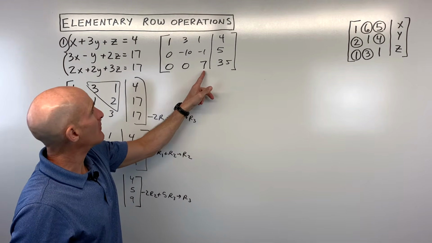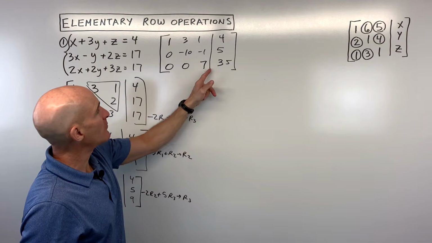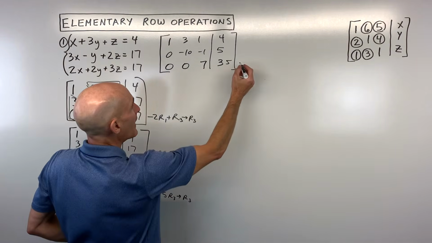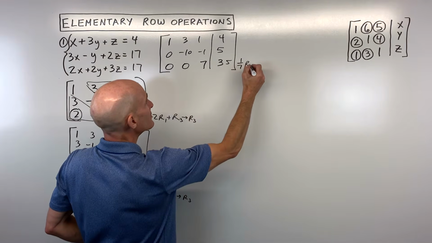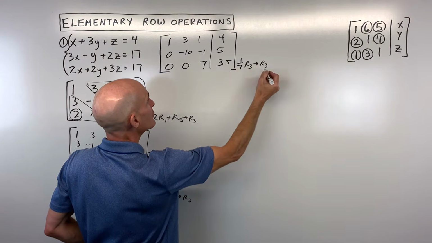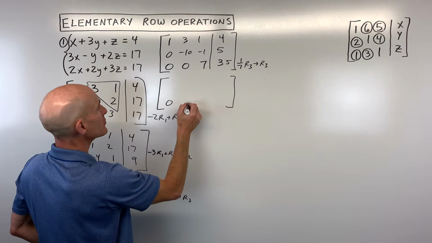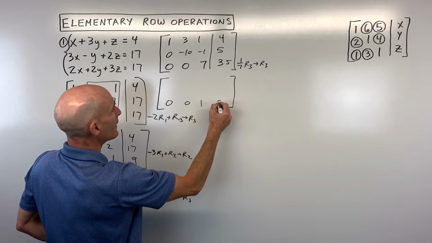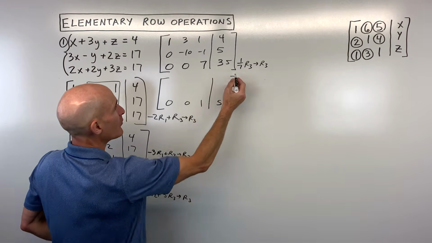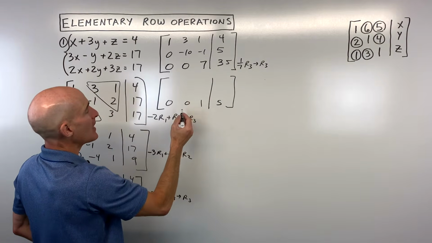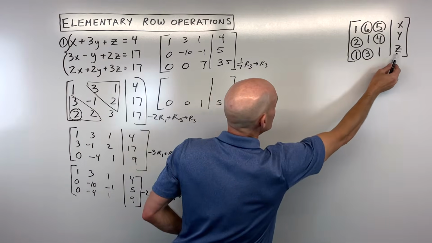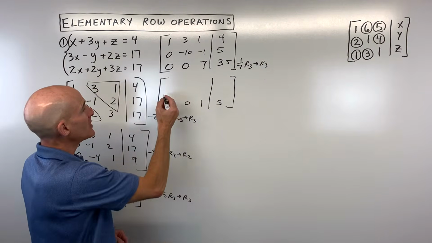We want to get 1s on the diagonal, so let's go ahead and multiply this third row by 1/7. So I'm going to say 1/7 times row 3, answer in row 3, and that's going to go right here, and that's going to give us 0, 0, 1, and 5. Multiplying by 1/7 is like dividing by 7. And you can see now that z is equal to 5.